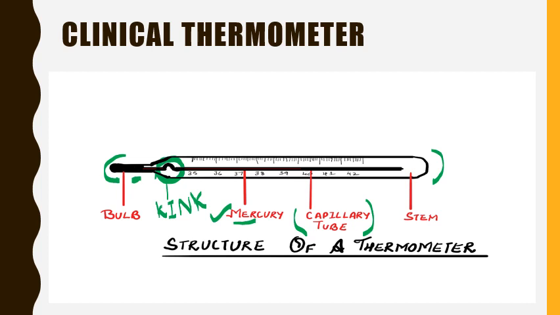The thermometer is graduated from 35 degrees centigrade to 42 degrees centigrade. Now, why this temperature range? Because the temperature of a human body varies within this range. This thermometer is to measure the temperature of human body, and the range of human body temperature is between 35 to 42 degrees centigrade. Therefore, it is graded from 35 degrees centigrade to 42 degrees centigrade. The average normal body temperature of a healthy human is how much? 37 degrees Celsius. So this is the structure of a thermometer.